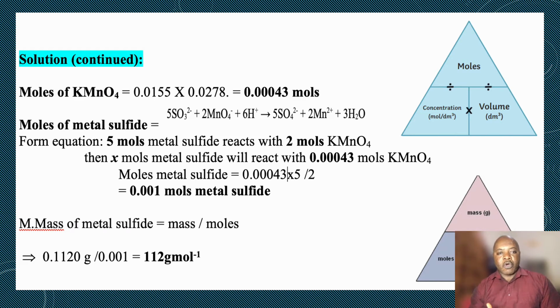We calculate the number of moles of potassium permanganate by using moles equals molarity times volume in dm cube. After that, we use our balanced equation and the number of moles we have just calculated to calculate the moles of the second one. As I said, if 5 moles of this can react with 2 moles from our balanced equation, then how many moles of the metal sulfide will react with the calculated moles of potassium permanganate? We will have the number of moles.